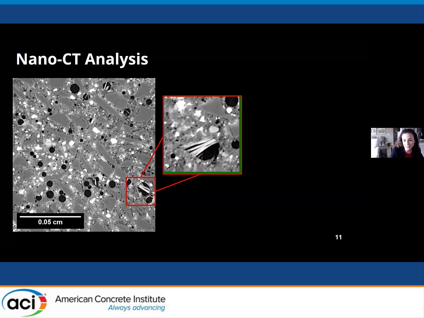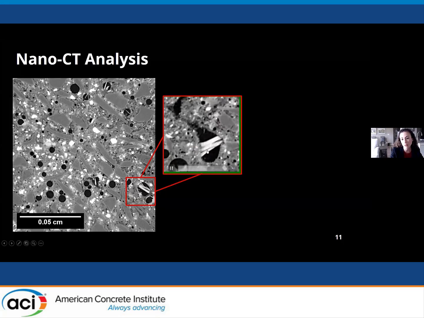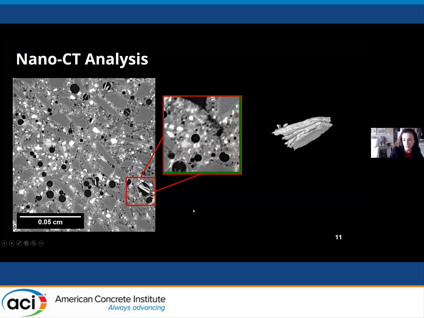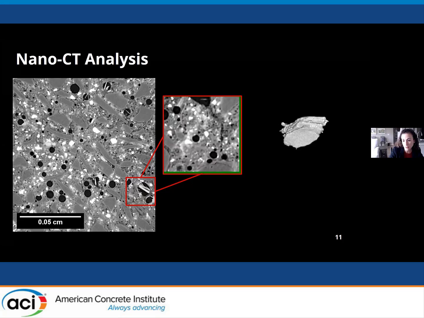So the white portion here is calcium carbonate that formed in that pore space. And here is a 3D rendering of the calcium carbonate. So not only is the microstructure changing in our smaller pore system being affected by CO2 exposure, even the larger pore systems are showing indications of calcium carbonate under specific conditions, under specific moisture conditions.